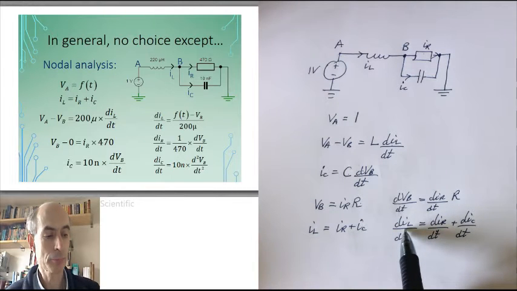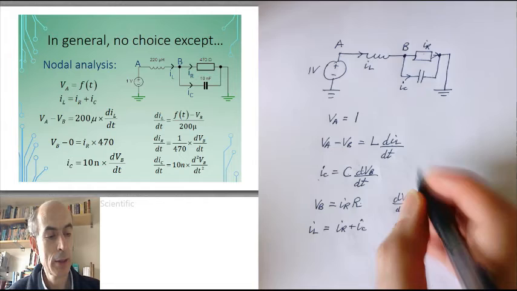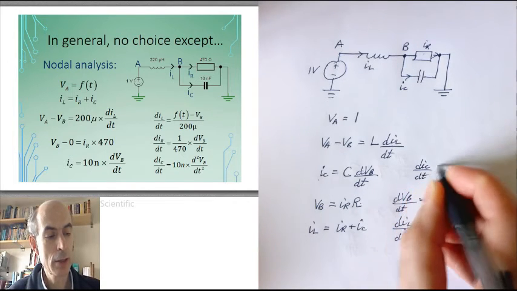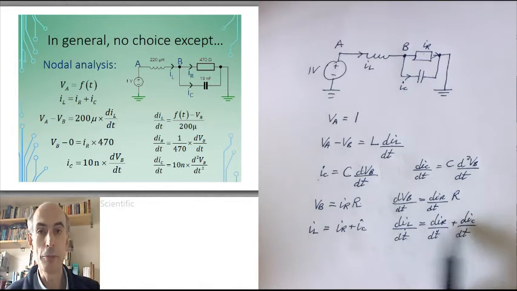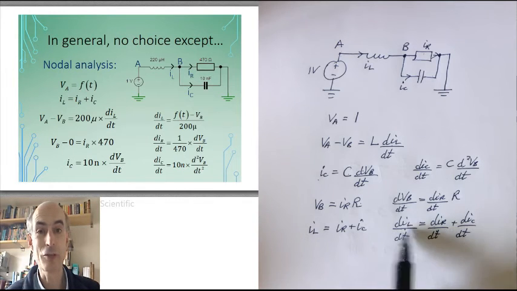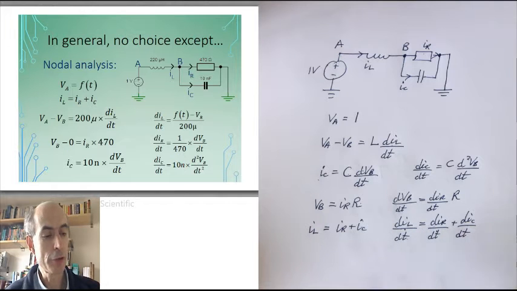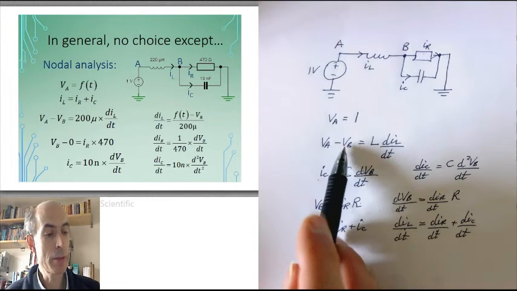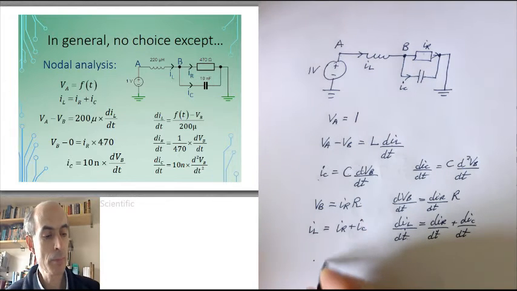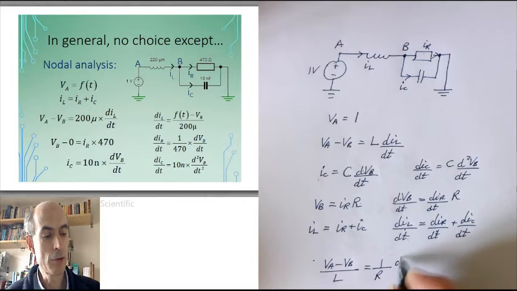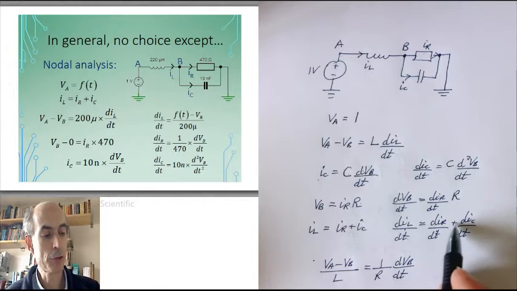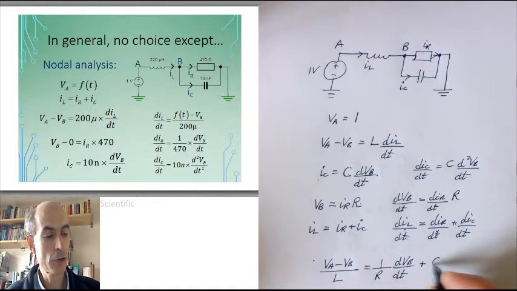between these two equations. We could then differentiate this equation as well, giving dIC/dt equals C d squared VB/dt squared, and now replace all of these terms in Kirchhoff's current law equation, or the differential form of it, and that would give us that (VA minus VB) divided by L is equal to dIR/dt, which is 1 over R times dVB/dt, plus dIC/dt, which is C times d squared VB over dt squared.